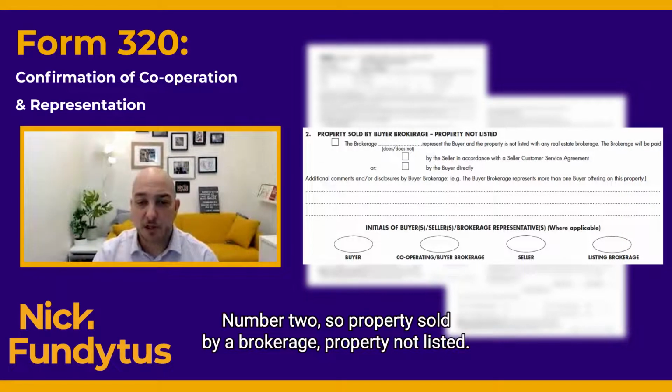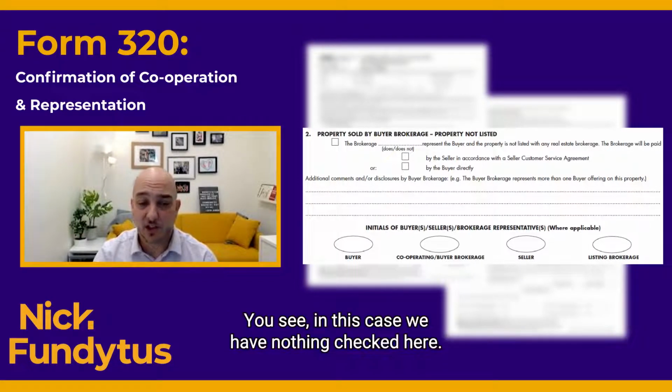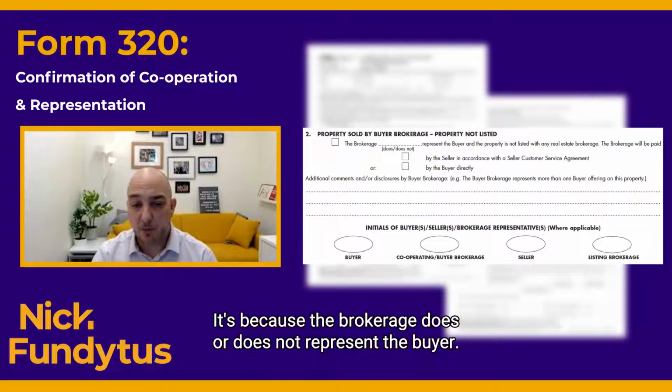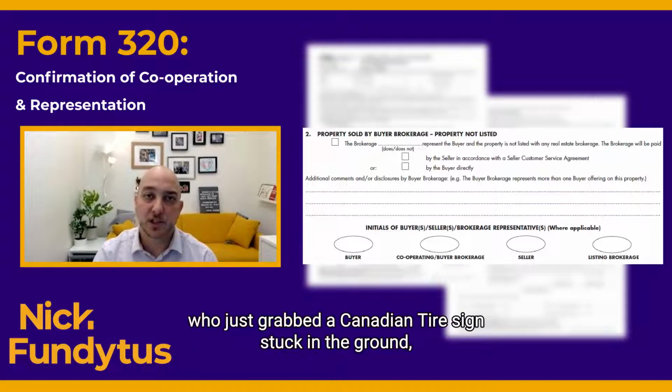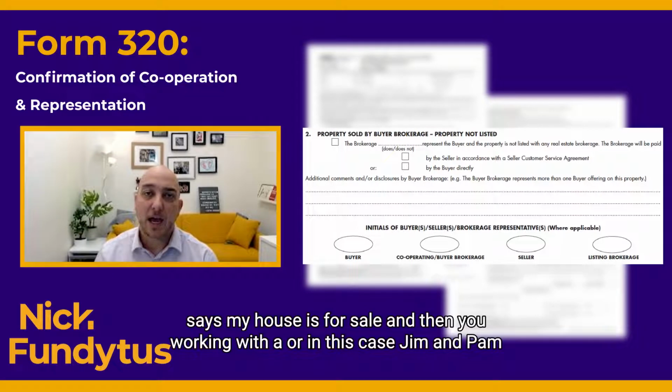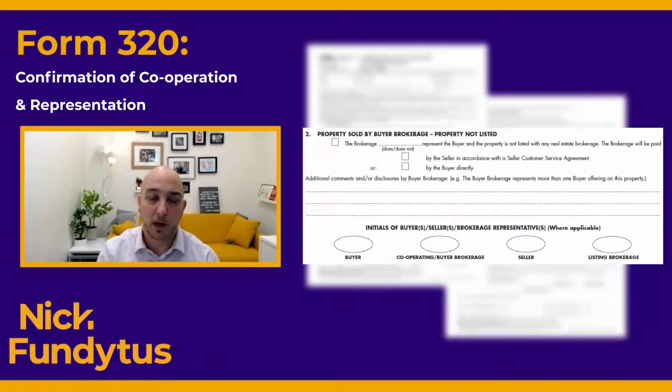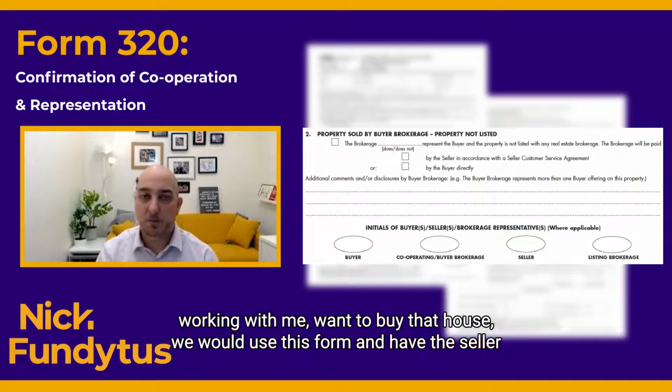Number two, property sold by a buyer brokerage, property not listed. You see, in this case, we have nothing checked here. It's because the brokerage does or does not represent the buyer. This would be if you have somebody who just grabbed a Canadian Tire sign, stuck it in the ground, says my house is for sale, and then you, or in this case Jim and Pam working with me, want to buy that house.